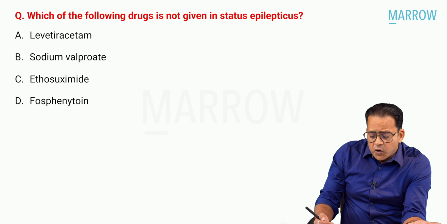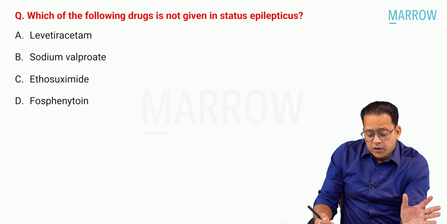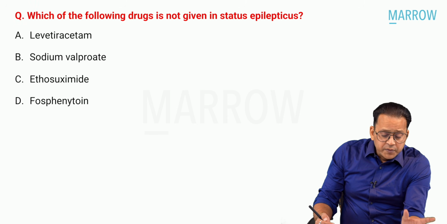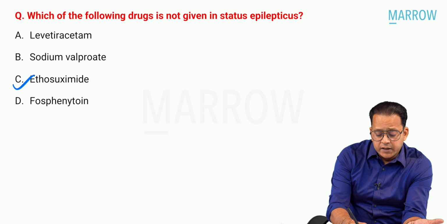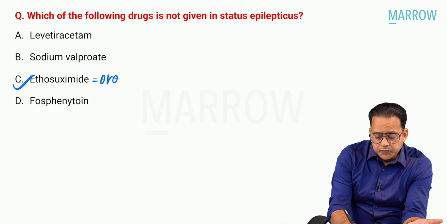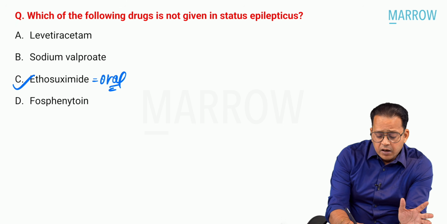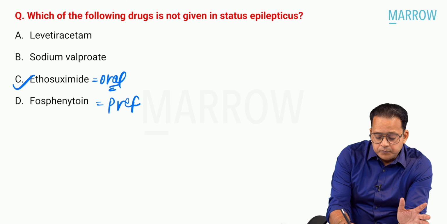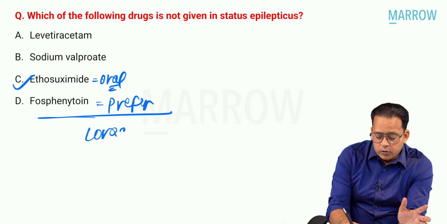Which of the following drugs is not given in status epilepticus? Levetiracetam, sodium valproate, phenytoin. All right. Now remember, out of these drugs, the drug which is never given for status epilepticus is ethosuximide. It is an oral drug. And how would I use it for treatment of status epilepticus? I don't use it. Out of all the drugs, I prefer phenytoin. And before that, I also give lorazepam.